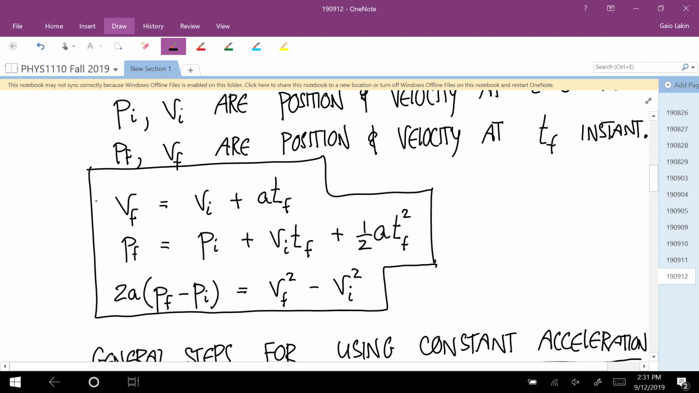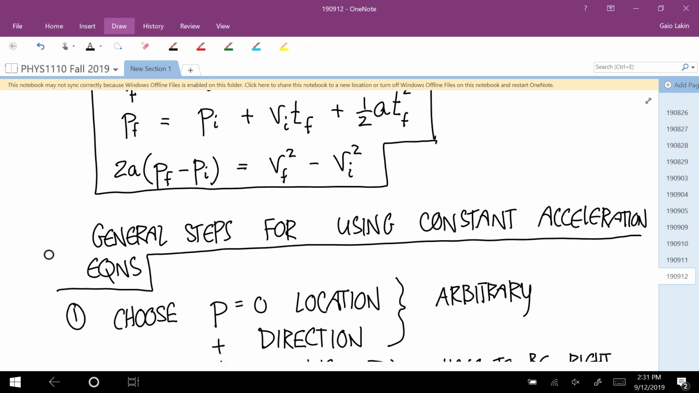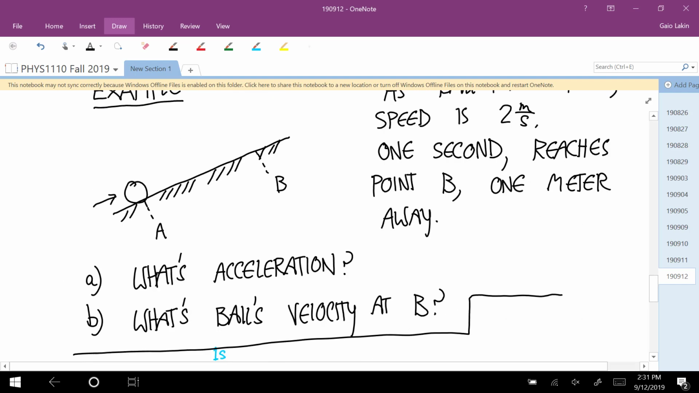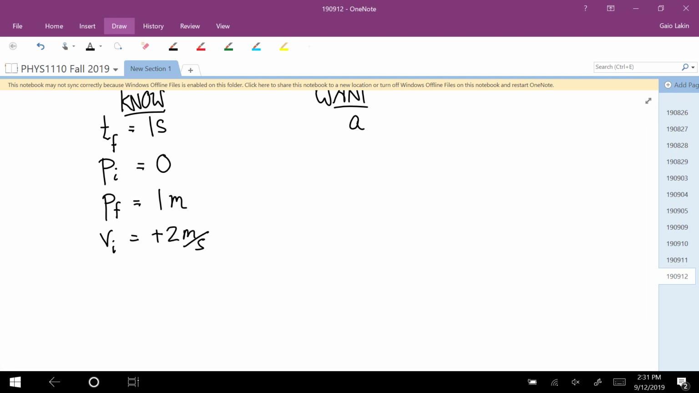What about the second one? Well, it has A, so that's good. We could solve for it. Do we know PF? Yeah. Do we know PI? VI? TF? VI we do. That's positive 2 meters per second. Do we know TF? Yep. So this equation will work. Sometimes more than one equation will work, but let's use this one. As long as it works, it doesn't matter.